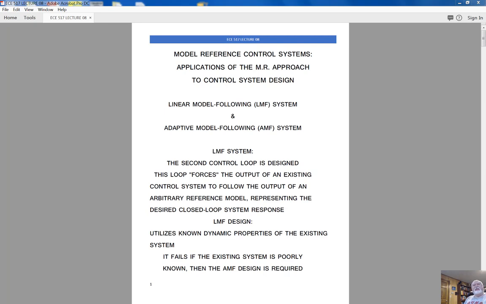A linear model following design requires us to utilize properties of the controlled plant, properties of the existing system. It is inconsistent with the very concept of adaptive control. In adaptive control, we are supposed to minimize the usage of information about the control plant. Linear model following design would fail if properties of the controlled plant are not completely known. But, as I said, linear model following design later could be converted into adaptive model following design. We will start from the linear model following design.